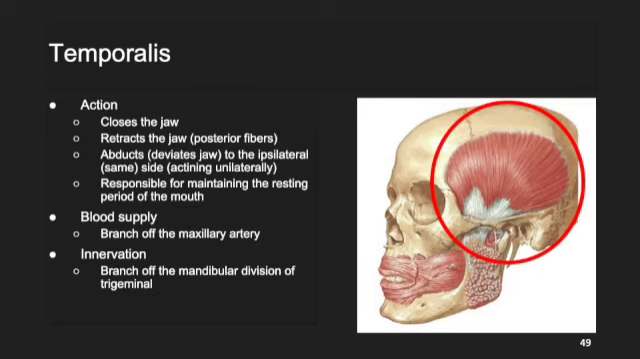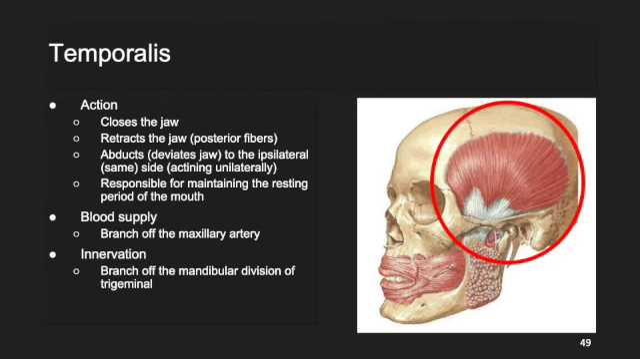So what the action is of temporalis, it's going to perform a couple different actions. It's going to close my jaw. It's going to retract my jaw if the posterior fibers are contracting. It's going to abduct or deviate if it is acting unilaterally. And the blood supply is going to be a branch off the maxillary artery, and innervation is going to be the mandibular division of the trigeminal nerve.